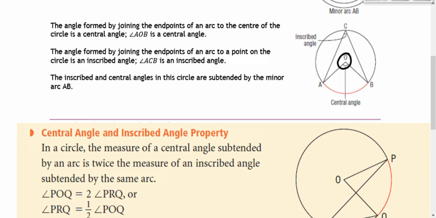The angle formed by joining the endpoints of an arc to a point on the circle is an inscribed angle. So that is our inscribed angle. The inscribed and central angles are subtended by the minor arc.